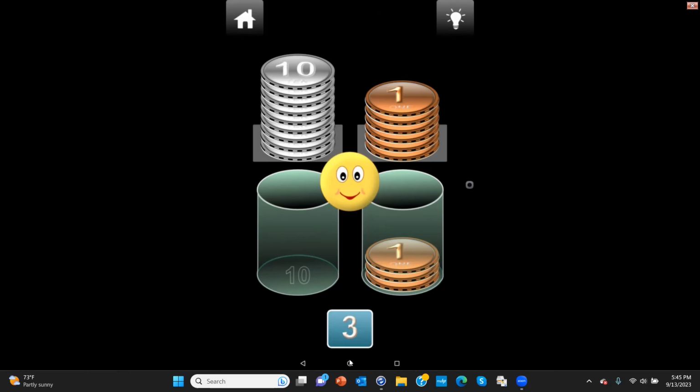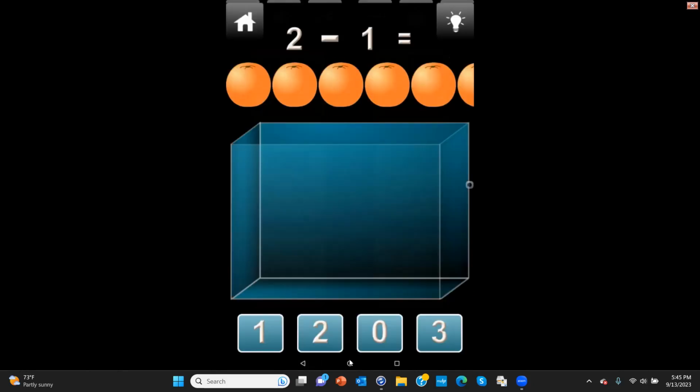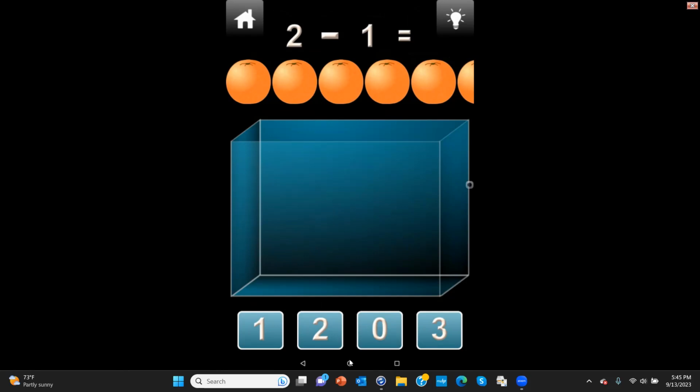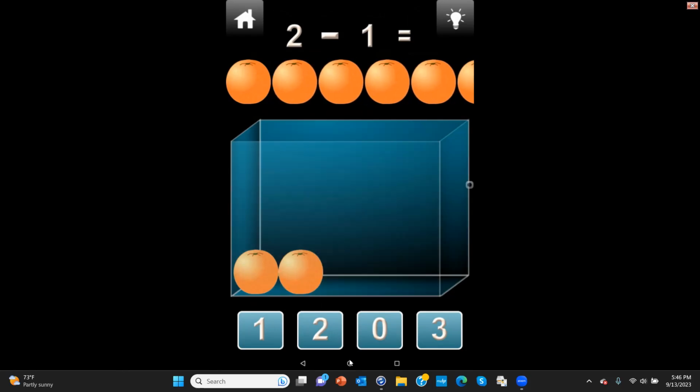Try again. All right. And then now we got subtract. Yes, sir. Remove 1 orange. Count the oranges in the box. This is 2 minus 1. Press the answer. 1, 2 in, take 1 out, end up with 1, press the answer.